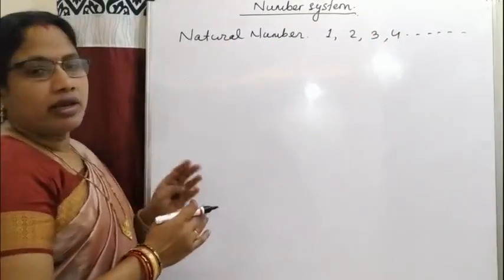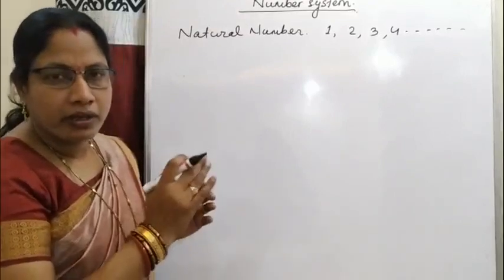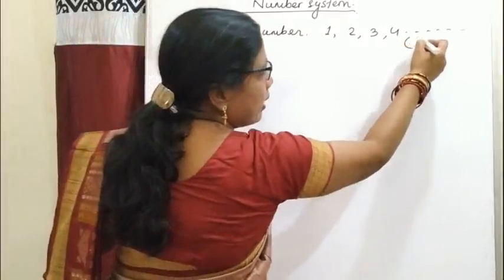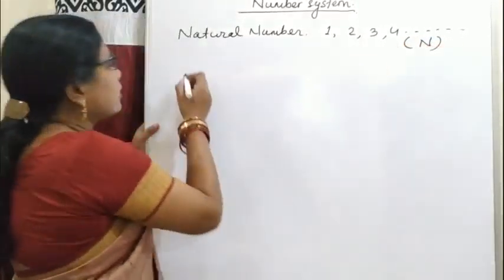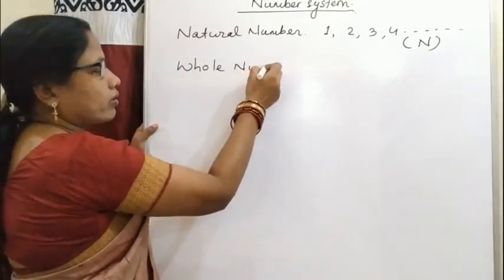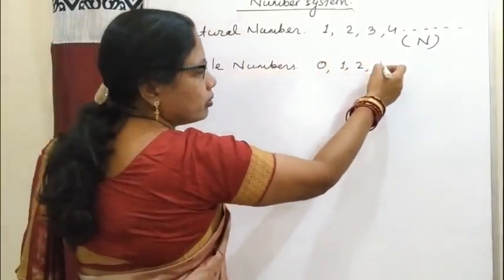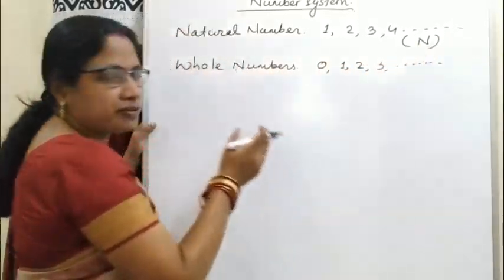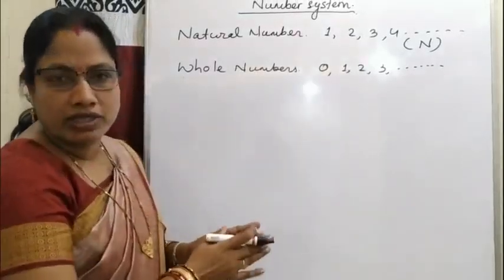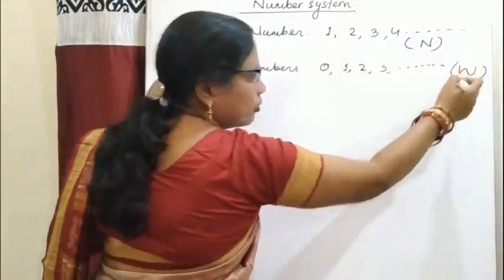So then if we add 0 with natural number, that becomes whole number, and the natural number is denoted by N. Then whole number: 0, 1, 2, 3, like this. If 0 is added with natural number, then that set of numbers are known as whole numbers, and it is denoted by W.